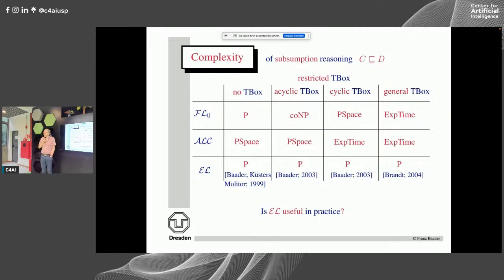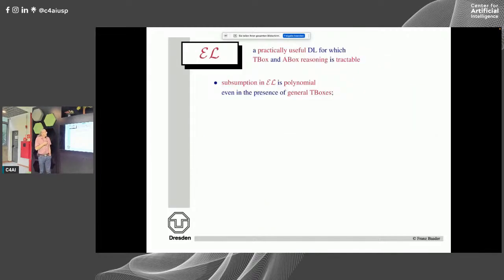I told Ian Horrocks about this language, and he said, do you know that SNOMED CT is using EL? SNOMED CT is a very important medical ontology. So EL is actually a practically useful DL for which T-box and A-box reasoning is tractable. So very nice language. You have just seen in my table that subsumption in EL is polynomial even for general T-boxes. It is used in several biomedical ontologies: SNOMED CT, the Gene Ontology, and many others.